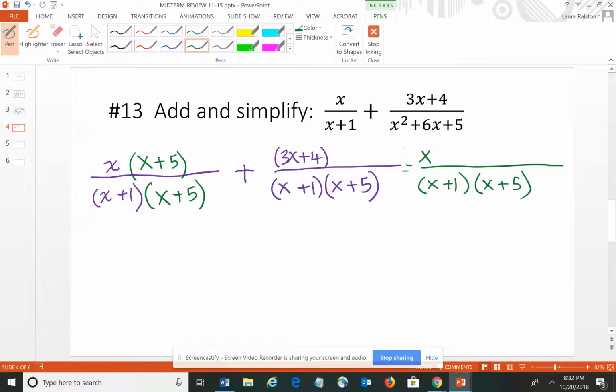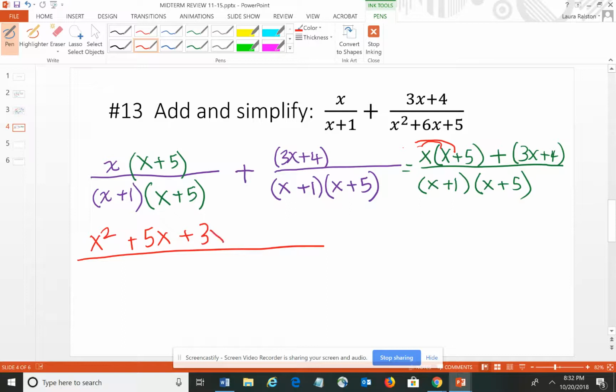And I'm just going to visually show you that I'm going to add those. X times x plus 5 is going to be added to 3x plus 4. And then I'm going to go back and do the math. Okay, so in the numerator, I would have x times x is x squared. X times 5 is 5x plus 3x plus 4 over our denominator of x plus 1, x plus 5.